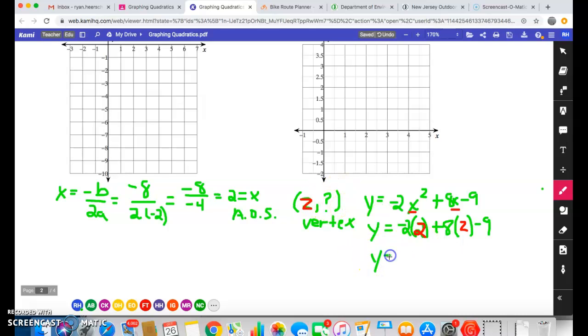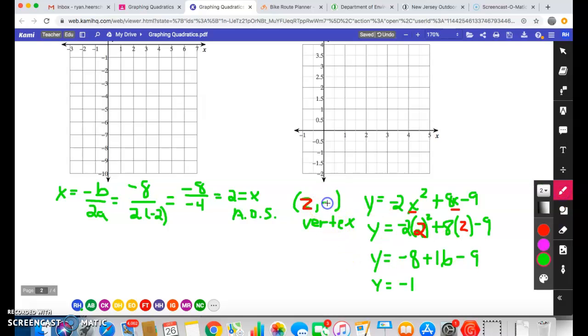Going on, negative 2 times 2, oh, I forgot a square, excuse me. So we do the square first. That piece is going to be a 4, times negative 2 is negative 8. The middle is going to give us plus 16. And then we've got the minus 9. We're still just simplifying. Negative 8 and 16 is 8, and 8 minus 9 is negative 1. That's what goes in for our vertex. So I'll erase this little question mark, and inside is that negative 1. Okay, so that's your vertex.